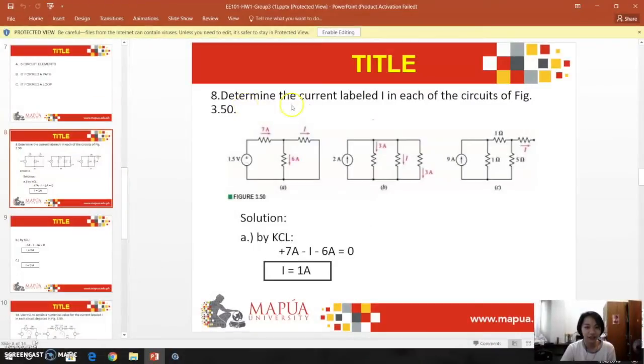For number 8, determine the current labeled I, which is the current in each of the circuits of figure 3.50. So, the figure has 3 parts, letters A, B, and C. And for letter A, in determining the current, we just use the KCL from this loop. So, that is 7A minus I minus 6A. So, transposing the variable I, we get the current to be 1 ampere.